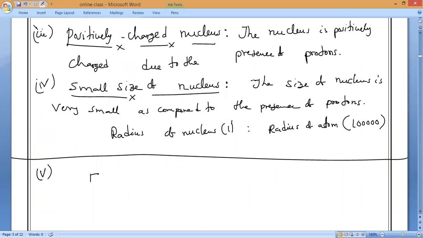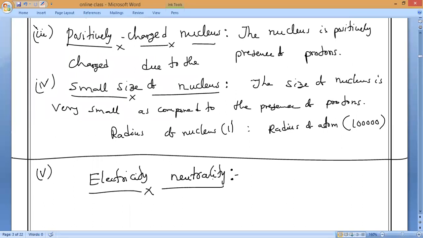That is, the atom is electrically neutral. Why is it electrically neutral? They said because one valid point was taken from J.J. Thomson. Anybody tell me what is electrically neutral? J.J. Thomson: the number of electrons is equal to the number of protons. Yes. The number of electrons is equal to the number of protons. That is what it is.